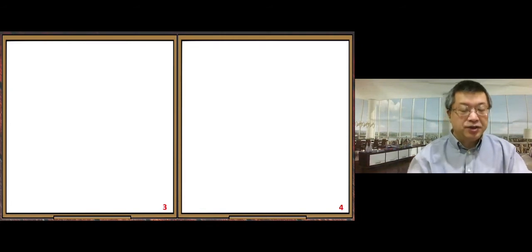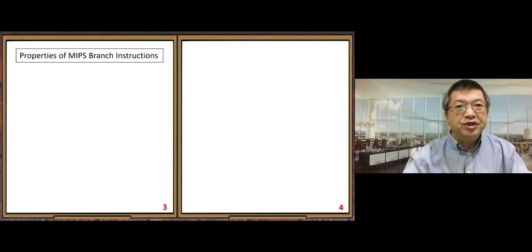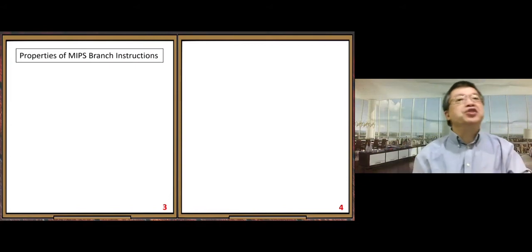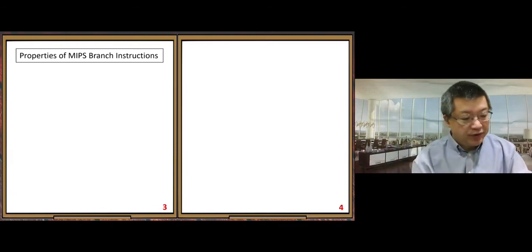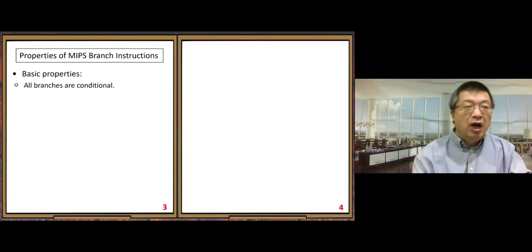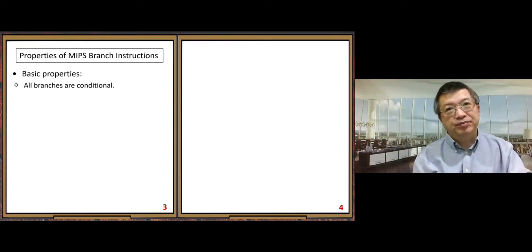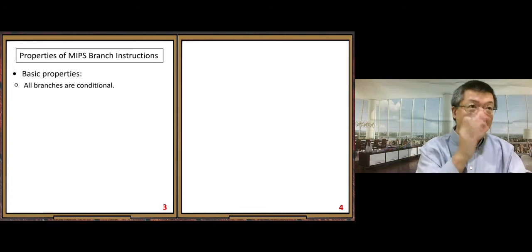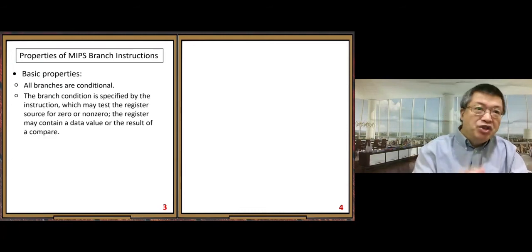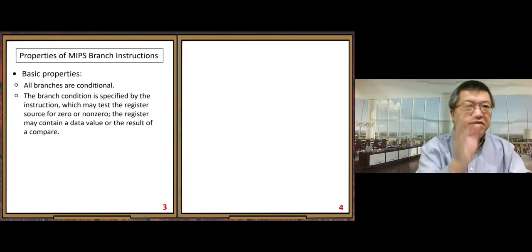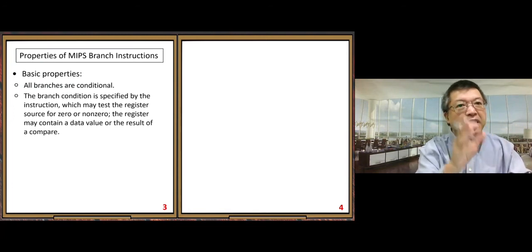All right, so next, properties of MIPS branch instructions. Summary for this part, basic properties. All branches are conditional. We need to do comparisons, not unconditional. Branch is conditional. All right.